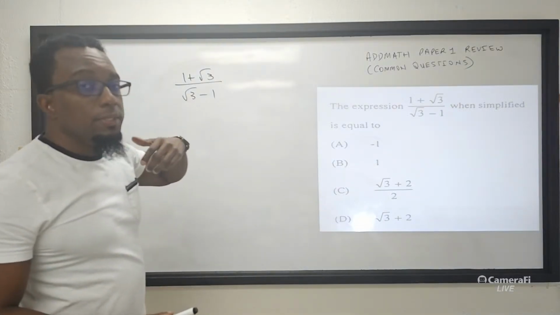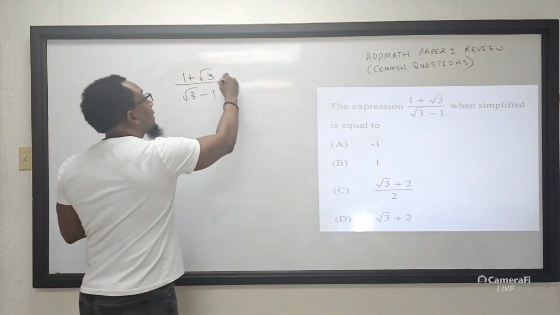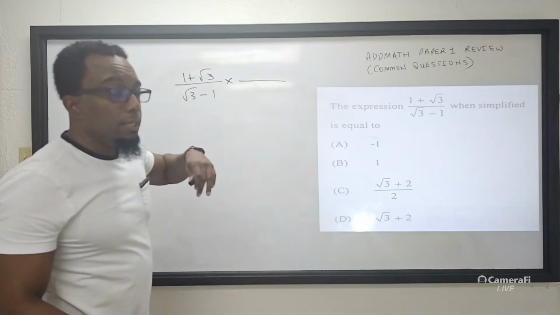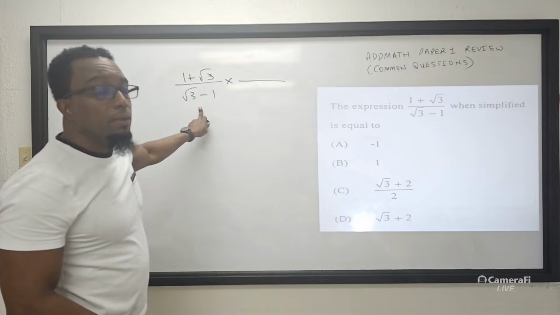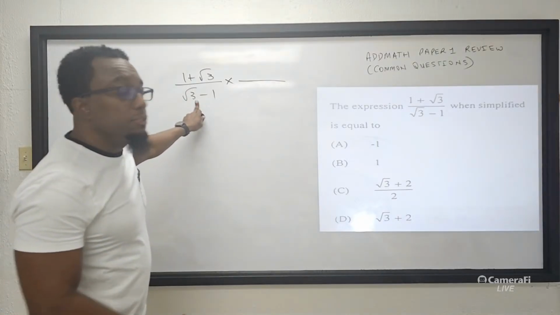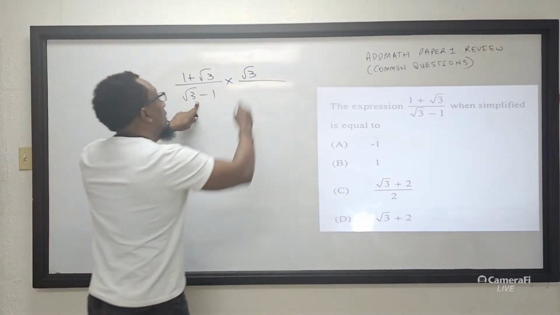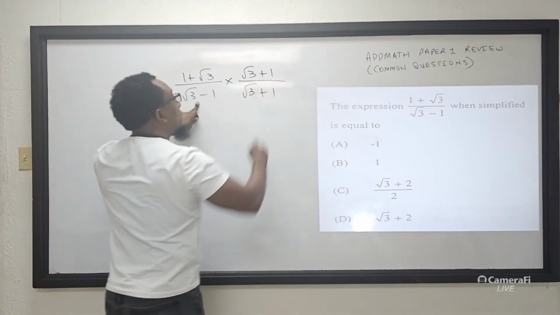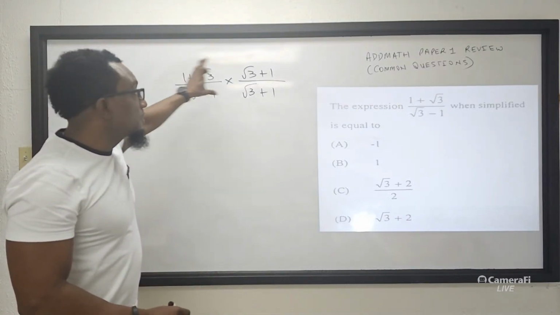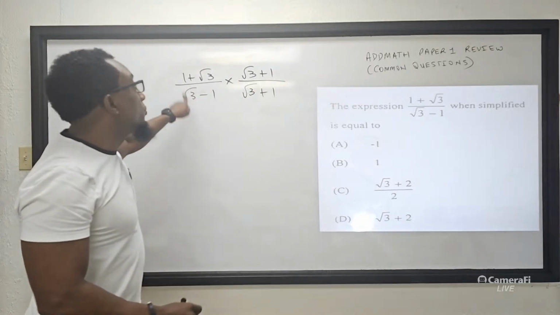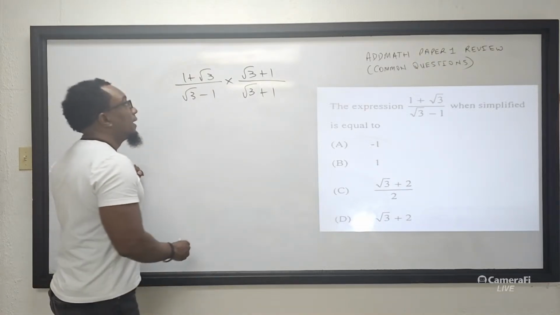So to remove it, what you're going to do is carry out what you call rationalization. So you're going to rationalize, which means you're going to multiply this fraction by another fraction whose numerator and denominator is the conjugate of the denominator of this fraction. What's the conjugate of this denominator? It's simply changing the sign, so it's the square root of 3 plus 1 over the square root of 3 plus 1. So the fraction you're going to multiply this first fraction by, this second fraction, must be the conjugate of the denominator of the first fraction. Alright? So let us multiply.